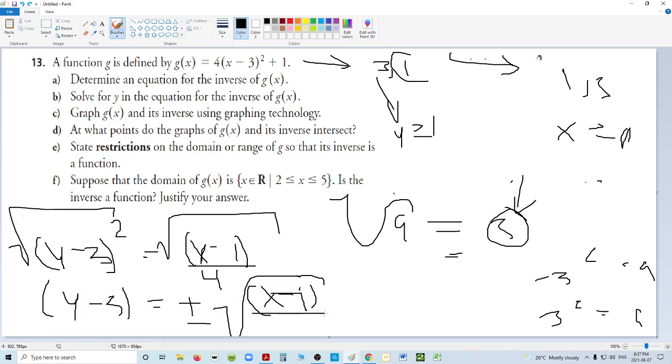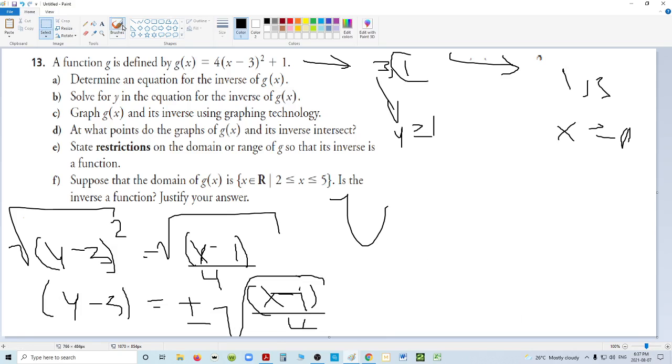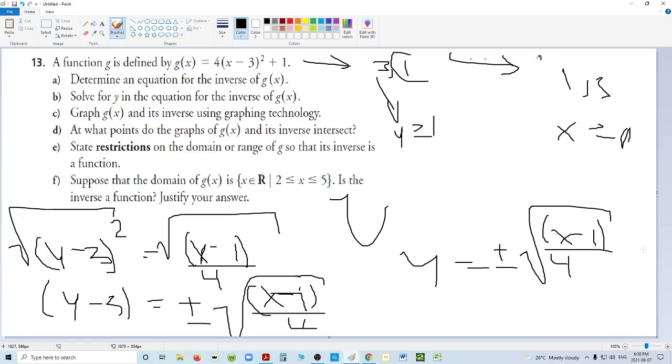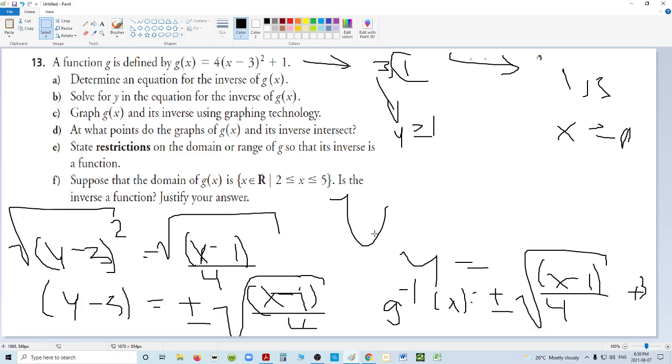Okay, so I'm left with this. And now I've just got y minus 3 is equal to this plus or minus square root mess. So now all I have to do is resolve the brackets. Now that I've cleared everything else away, I just add 3 to both sides. And I'm left with y is equal to plus or minus square root x minus 1 over 4. And then finally plus 3. And now the last step, I've got to take g of x, and I've got to say the inverse formula of g of x is equal to all of this. And there you go.